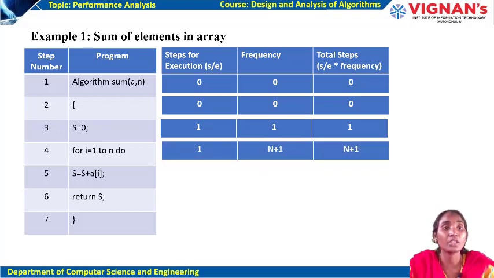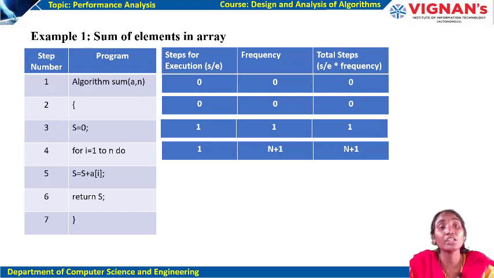Now coming to the for loop. The for loop is an executable statement, so S by E will be 1, and frequency is n plus 1. Why n plus 1? Because the condition will be checked n plus 1 times. In the last iteration, as the condition fails, I will not enter the loop, meaning I am checking the condition n plus 1 times. That's why frequency is n plus 1. Total will be n plus 1 into 1, n plus 1.